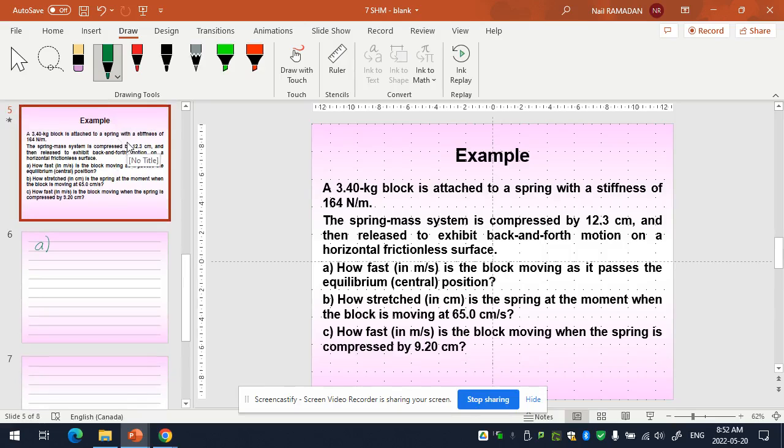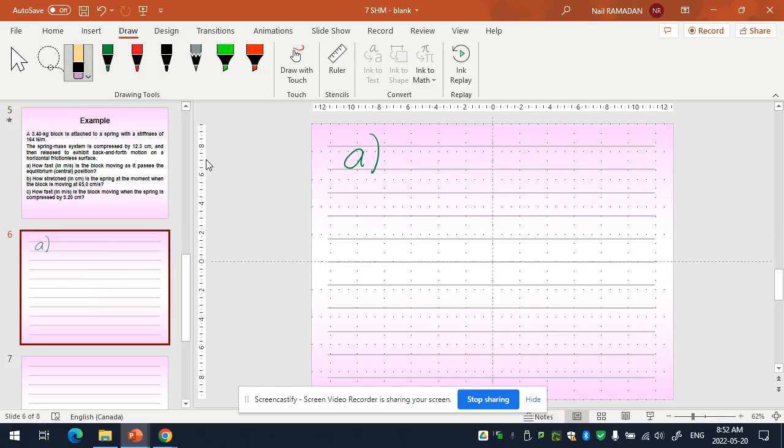They want you to relate how fast it's going as it passes the equilibrium. What kind of energy do you have at any equilibrium position, like when it hits exactly the dash line? When it hits the dash line, what's the only energy that exists? Yes, kinetic, because it achieved maximum speed. So we can actually say it this way. Okay, let's do it this way.